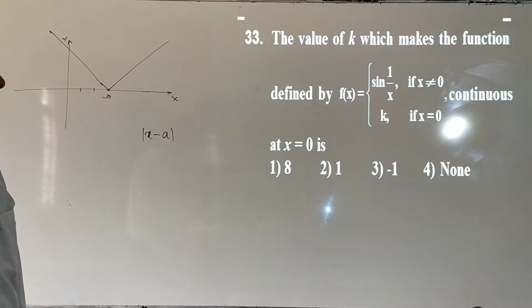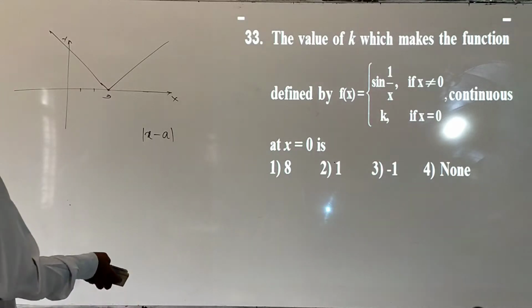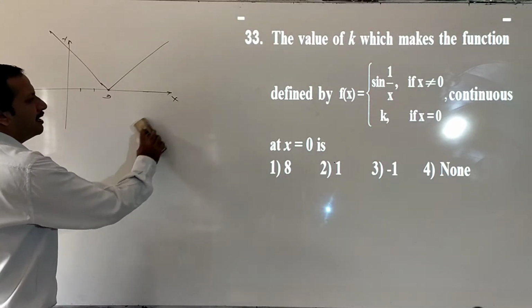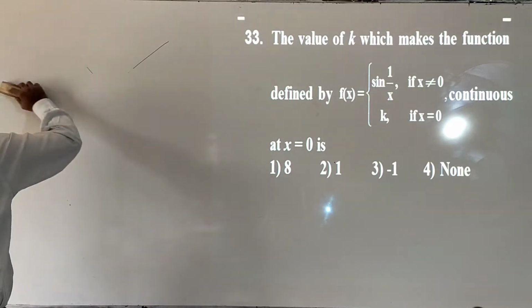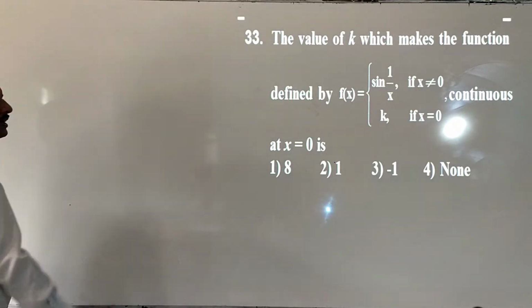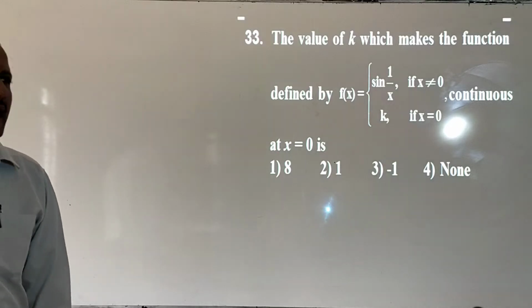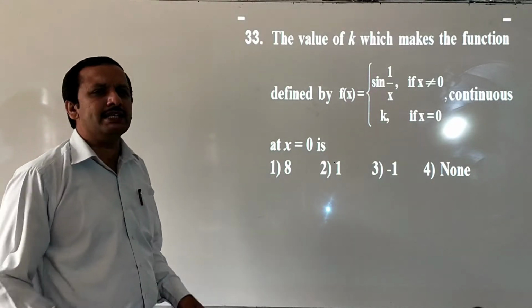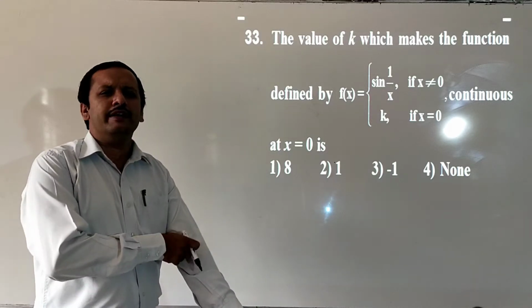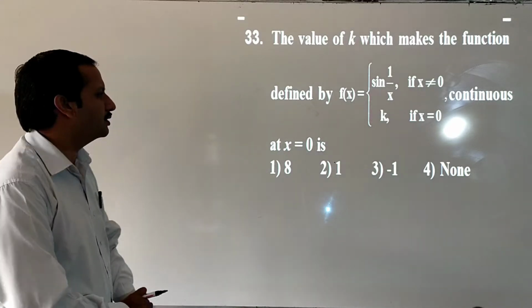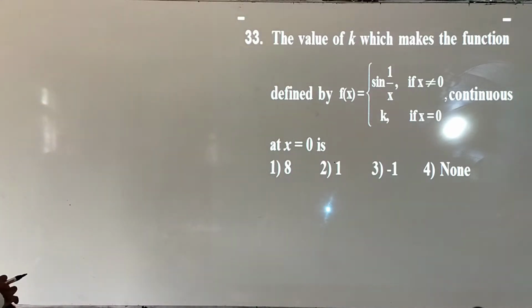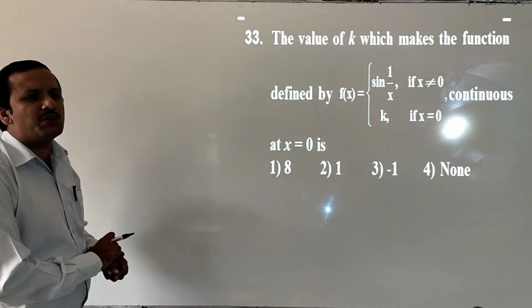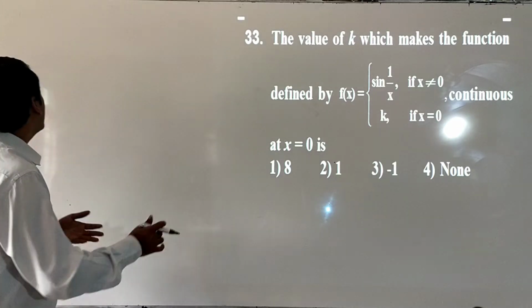Then let us have a look at question 33. The value of k, which makes the function defined by f of x is equal to sin 1 by x if x not equal to 0 and k if x equal to 0 continuous at x equal to 0. So they have already given that function is continuous at x equal to 0. For what value of k can that happen, that is what we have to find out.